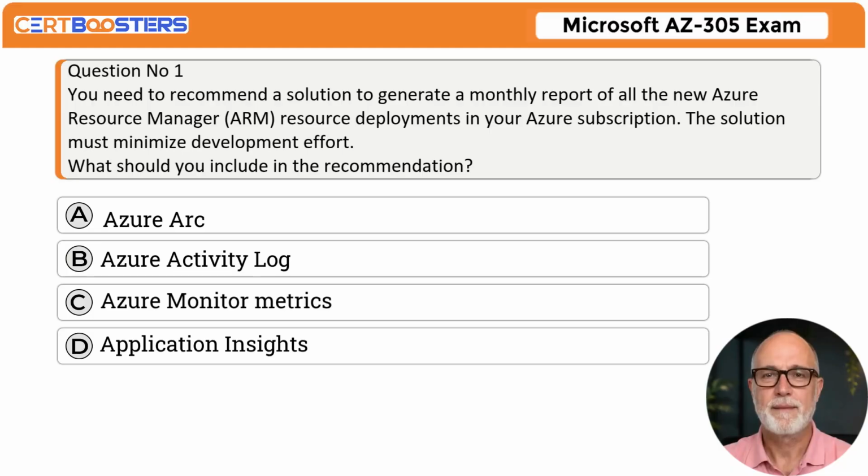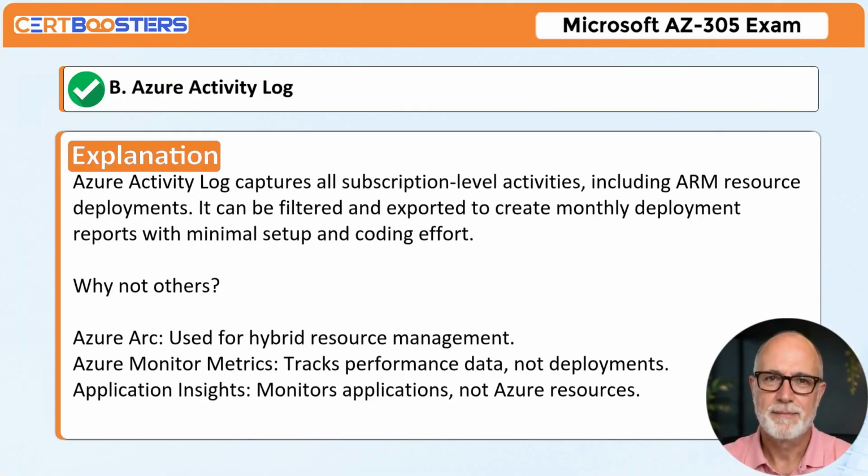Let's get started. Question number 1. You need to recommend a solution to generate a monthly report of all the new Azure Resource Manager, ARM, resource deployments in your Azure subscription. The solution must minimize development effort. What should you include in the recommendation? A. Azure Arc. B. Azure Activity Log. C. Azure Monitor Metrics. D. Application Insights. Correct answer: B.